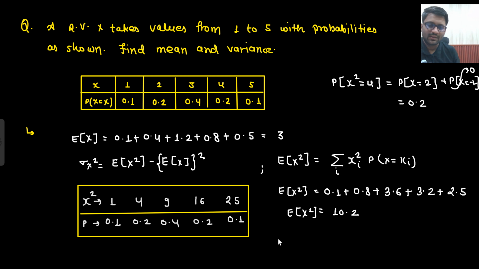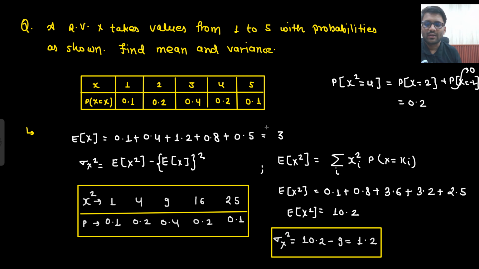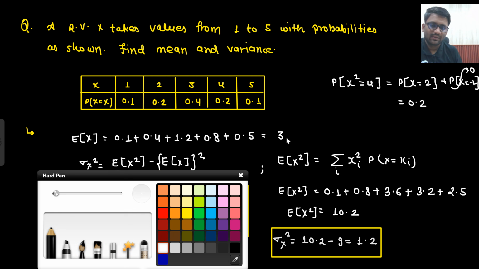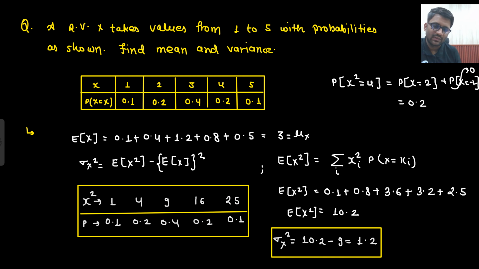So what are they asking? They are asking for the variance, E of x square minus mu square, that is 10.2 minus 3 square, that would be 9. So that would be equivalent to 1.2. So here the answer is 1.2 and here the answer was 3. Mu x was 3. Okay. So variance was 1.2 and mean was 3. Is that clear to you?